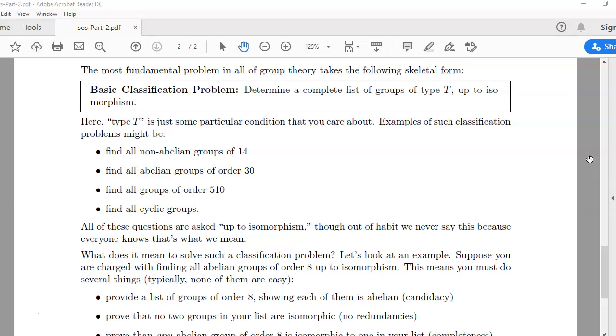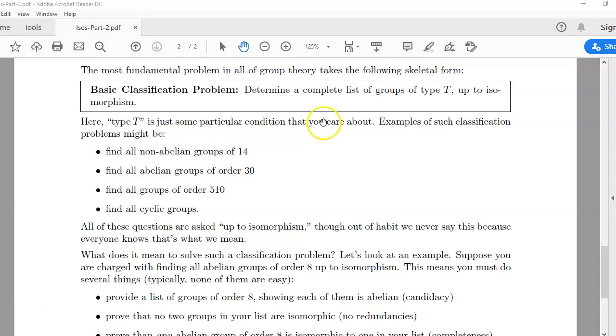And what I've done here in the box is I've given language for the most basic phrasing of a type of classification problem. So here's what a basic classification problem will look like. Determine a complete list of groups of type T up to isomorphism. Okay, whatever type T means, who cares? It's some sort of property that you care about. So type T is just some condition you care about.